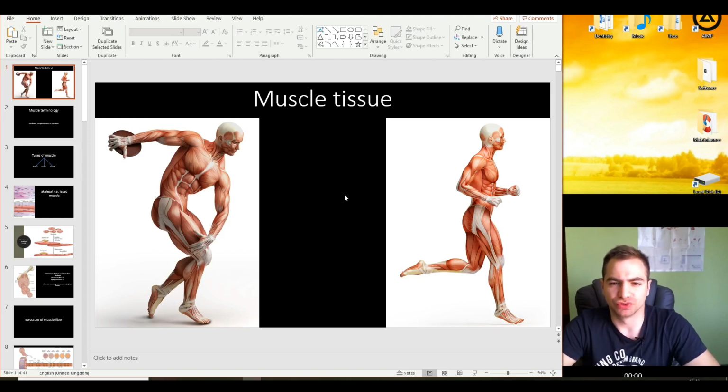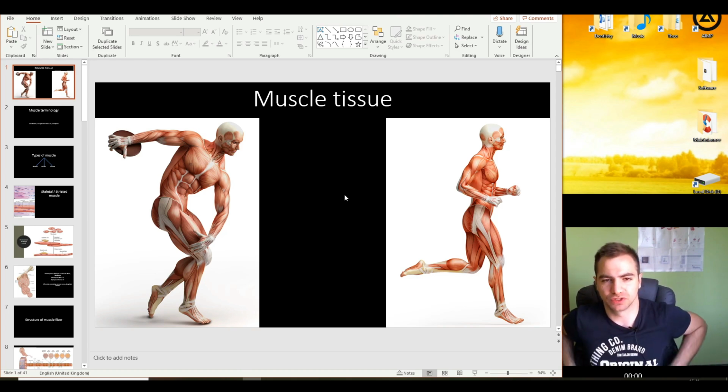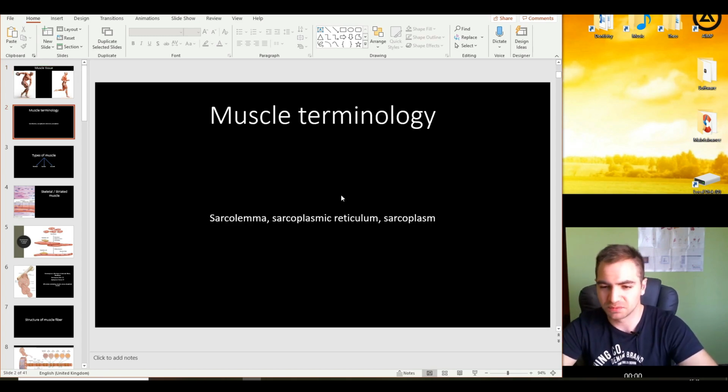Muscle tissue. The function of the muscles, we already know the basic function of the muscle, which is contraction, of course. There are many different terms that we're going to see inside muscle. Of course, we discussed in the first practical that some specific cells have specific terminologies for their intracellular function and organelles. Let's see what we actually have in muscle.